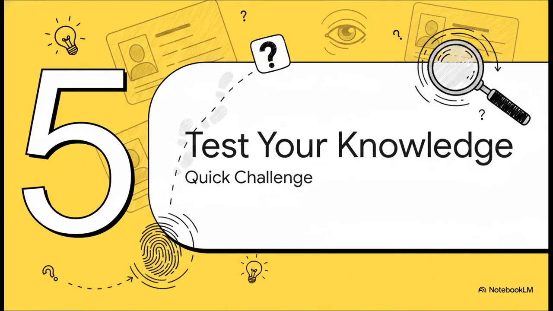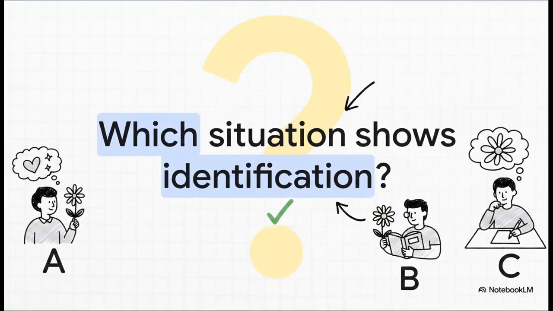Section 5. Test your knowledge. All right, let's look at 3 quick scenarios. Which situation truly shows identification? Is it A, simply saying a flower is pretty? Is it B, using a field guide to figure out that the flower is a daisy? Or is it C, drawing a flower from imagination? Think about our difference between observation and active solving. The correct answer, of course, is B. The student is actively using clues to uncover an identity, which perfectly aligns with our core definition.